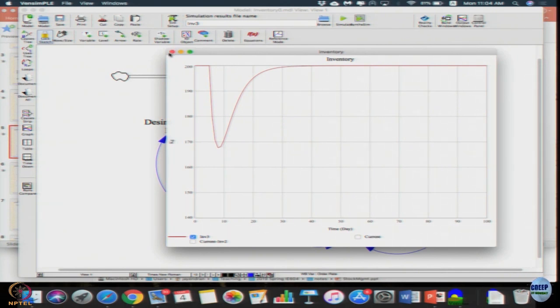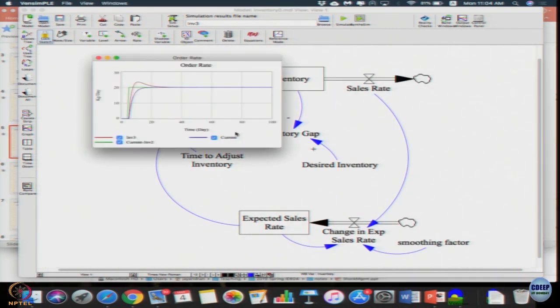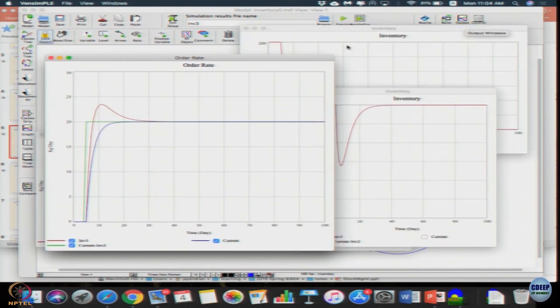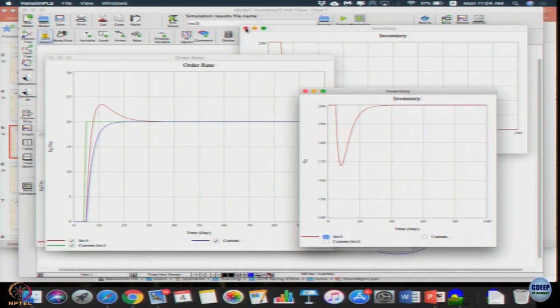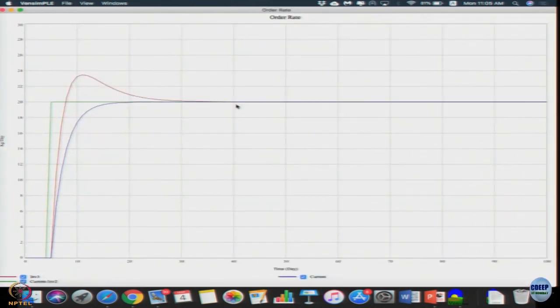However, to achieve that, the interesting part is your order rate. Here you can see all the 3 order rates in this graph. The green or blue color represents the first order exponential one, the first model that we wrote, goal seeking one. In the second one, if the instantaneous sales rate was available, then immediately I could react, but not a very realistic model.